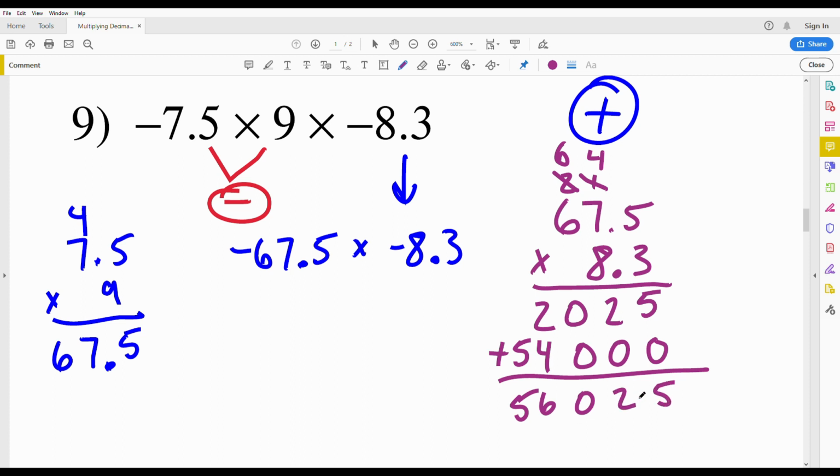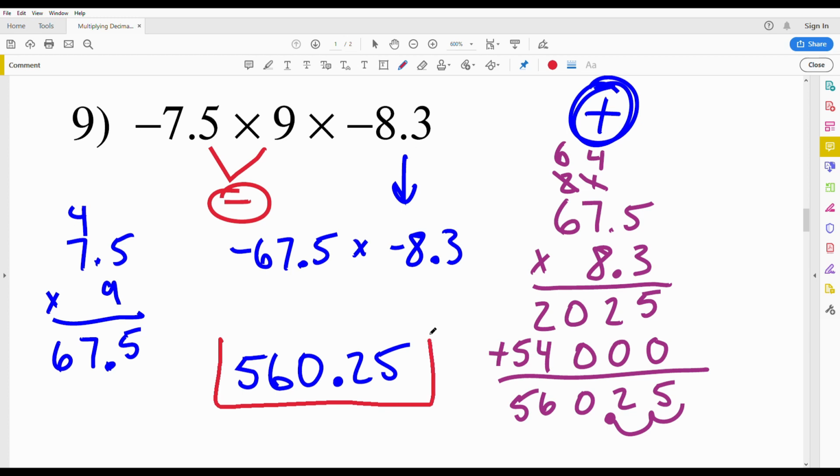56025. So now I just have to take account my decimals. I had one place, two places total, so moving it over 2 places, that would be 560.25. So my final solution I know is positive, so 560 and 25 hundredths, 560.25 is my solution in number 9.